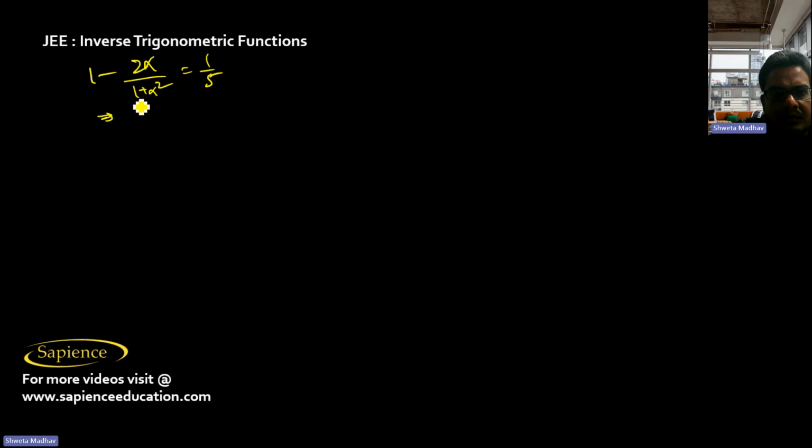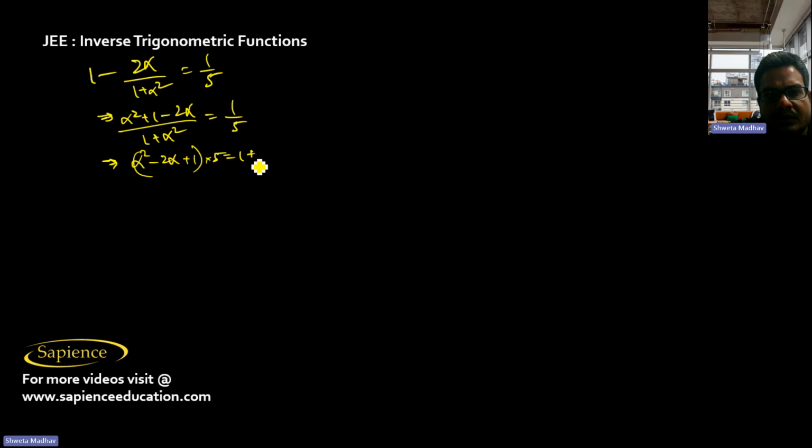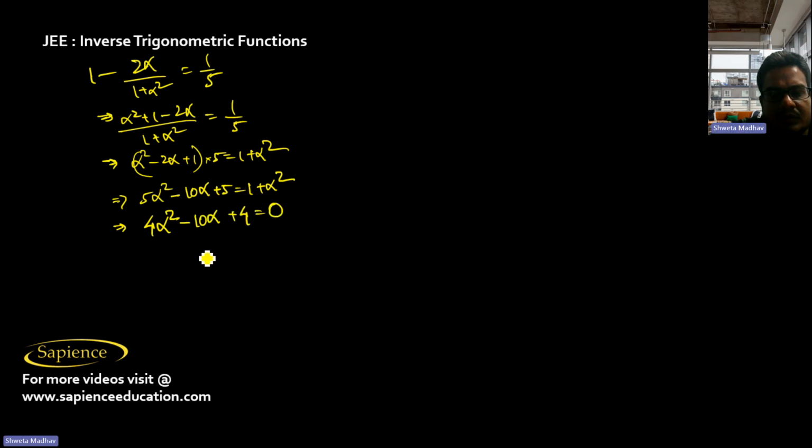Then we can simplify by taking the LCM. So this will be (alpha square plus 1 minus 2 alpha) by (1 plus alpha square) equal to 1 by 5. So (alpha square minus 2 alpha plus 1) into 5 is equal to 1 plus alpha square. So 5 alpha square minus 10 alpha plus 5 is equal to 1 plus alpha square. So this will be 4 alpha square minus 10 alpha plus 4 equal to 0.